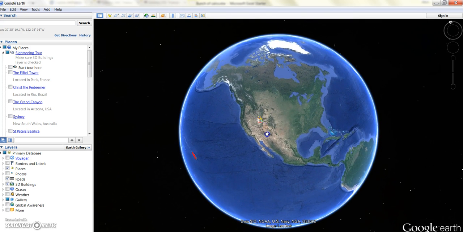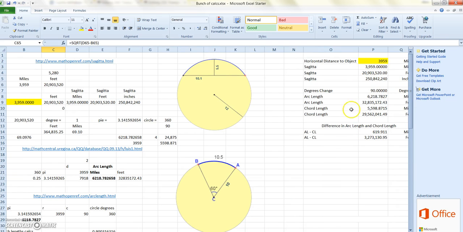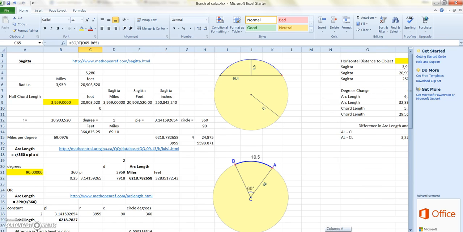So what I have done is I've taken some formulas and created a little thing over here that shows me what my arc length is, chord length is, sagitta, degrees and change, depending upon how far away an object is and where I'm standing. So you can see I've taken these different formulas to figure out the sagitta, or the height of the bulge with the arc. This would be considered the arc length. This would be the chord length, sagitta. This is my degree, my angle of what my arc length would be.